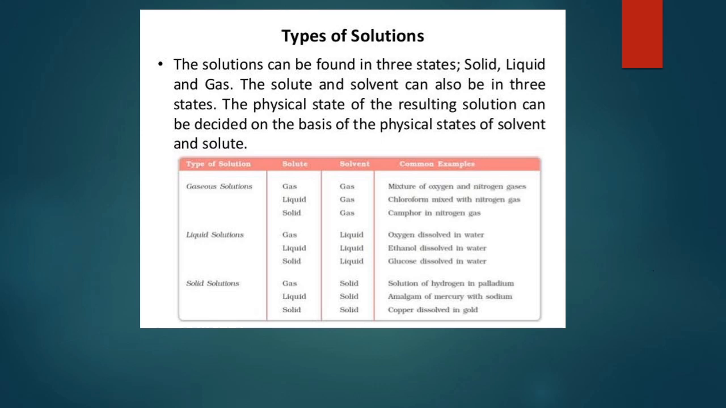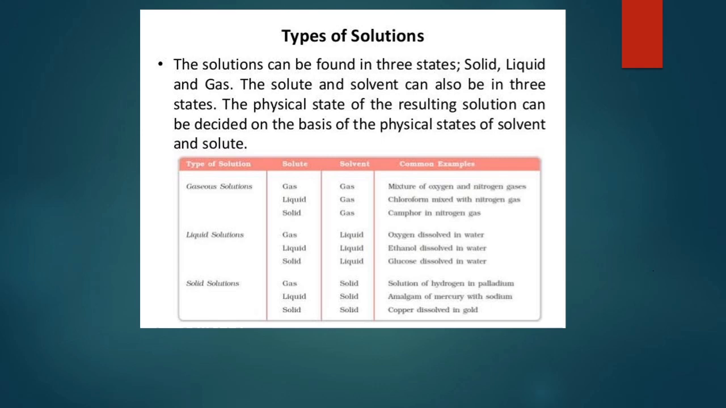Then liquid in liquid. This is a liquid solution because the solvent is liquid here. We know the solvent is the large amount. So ethanol, which is in a liquid state, is dissolved in water. Water is the solvent here. Then solid in liquid: glucose dissolved in water. Glucose is in a solid state, dissolved in water. So water here will act as the solvent, in large amount. So this is which type of solution? This is a liquid solution.